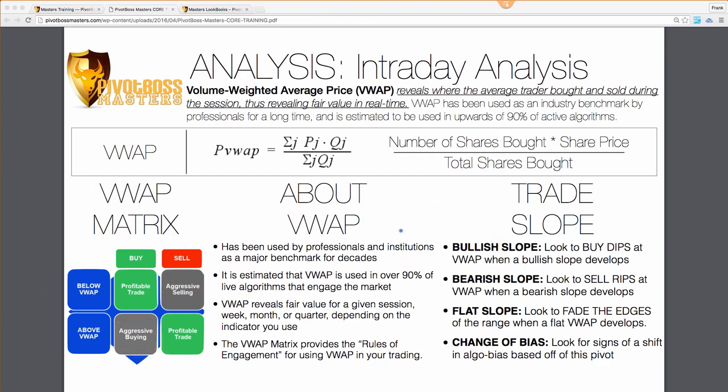okay, VWAP is currently trending up and it's below VWAP. Is it a good trade? Yes, it is. Or VWAP is trending down and it's above VWAP. Is it a good trade? Yes, it is. You know, that's generally the idea.